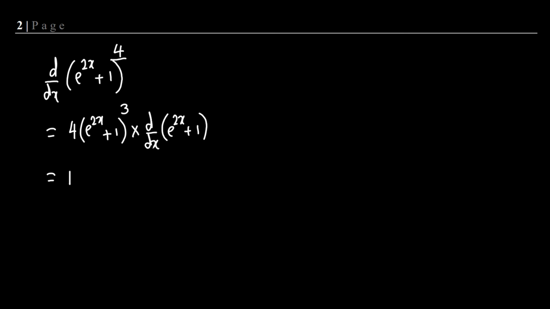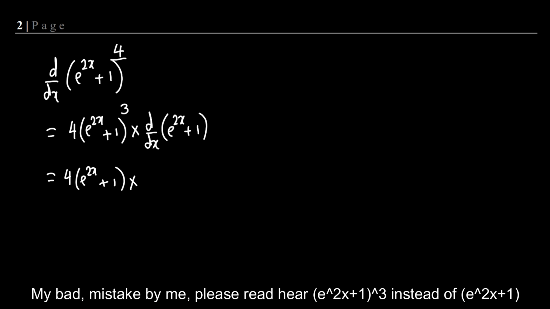So 4 times (e to the power 2x plus 1) to the power 3, and the differentiation of e to the power 2x plus 1 gives us 2 e to the power 2x. Now writing in simplified form: 8 e to the power 2x, and inside the bracket you can write e to the power 2x plus 1. So this is the answer of this expression.